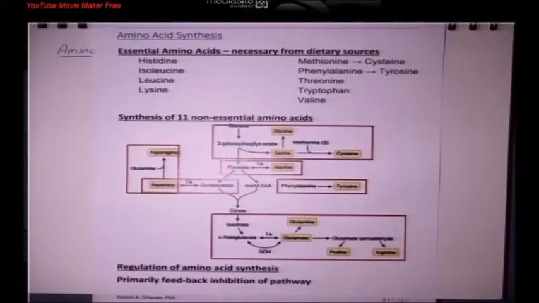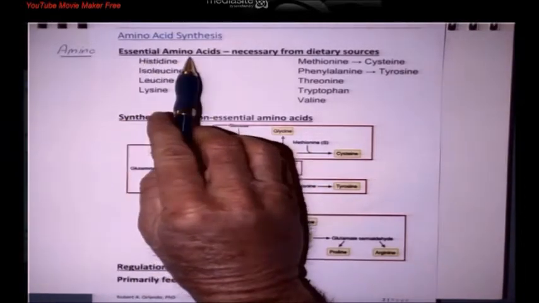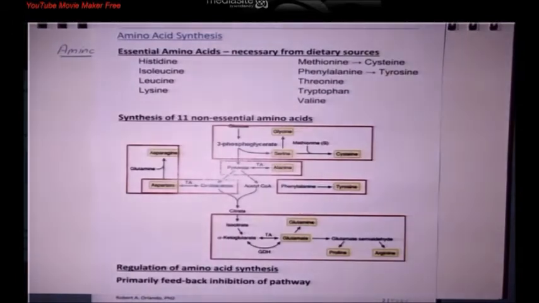That we have two classes of amino acids. We have essential amino acids and we have non-essential amino acids. And the difference between those is that essential amino acids we have to get from dietary sources. And that simply means that we cannot synthesize those amino acids. The non-essential simply mean that we can make those amino acids.